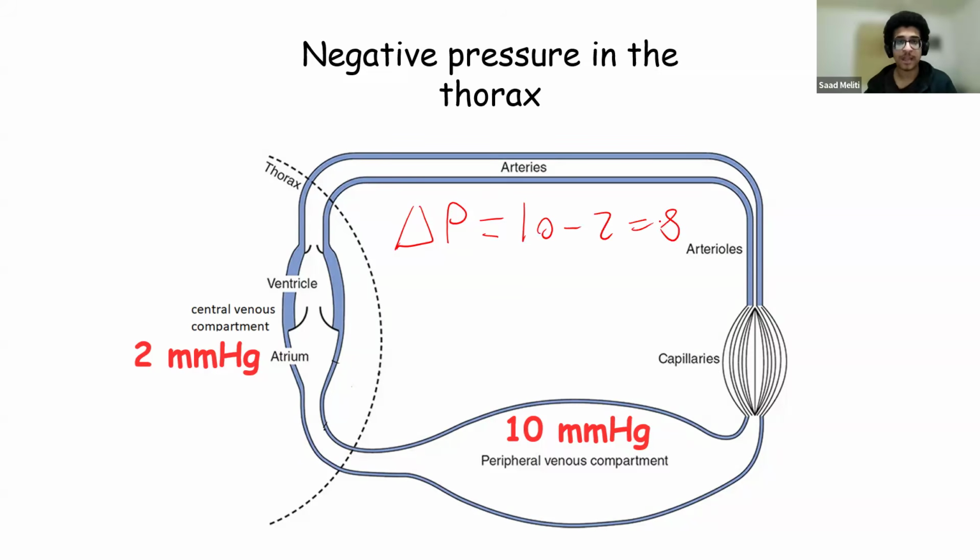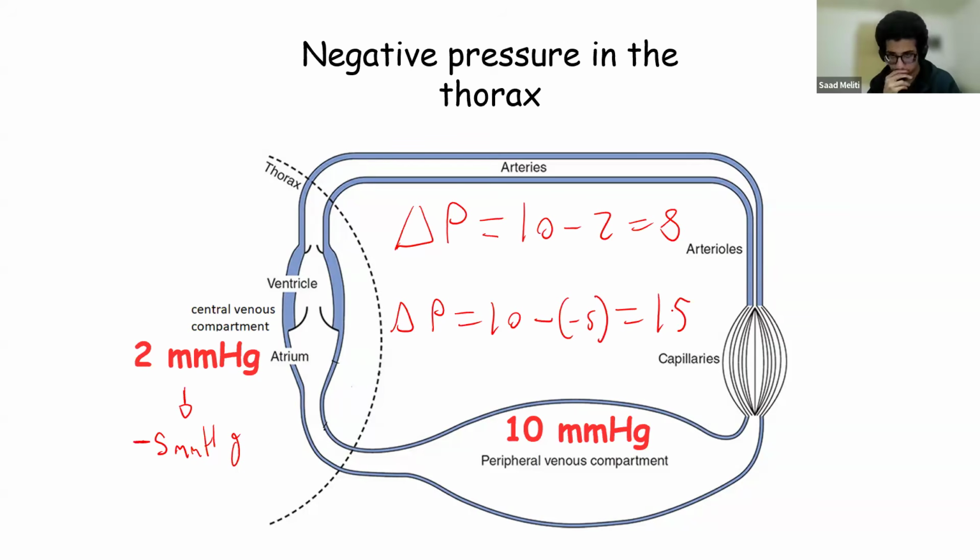Now, something very interesting is that when we inhale, the blood pressure in the right atrium drops from 2 millimeters of mercury to negative 5 millimeters of mercury. So now the pressure gradient, instead of being 8, is 10 minus negative 5, so now it's 15. Our pressure gradient is now way bigger. That's what we mean by negative pressure in the thorax. When we inhale, we increase the pressure gradient back to the right atrium, increasing the venous return. I hope that makes sense.